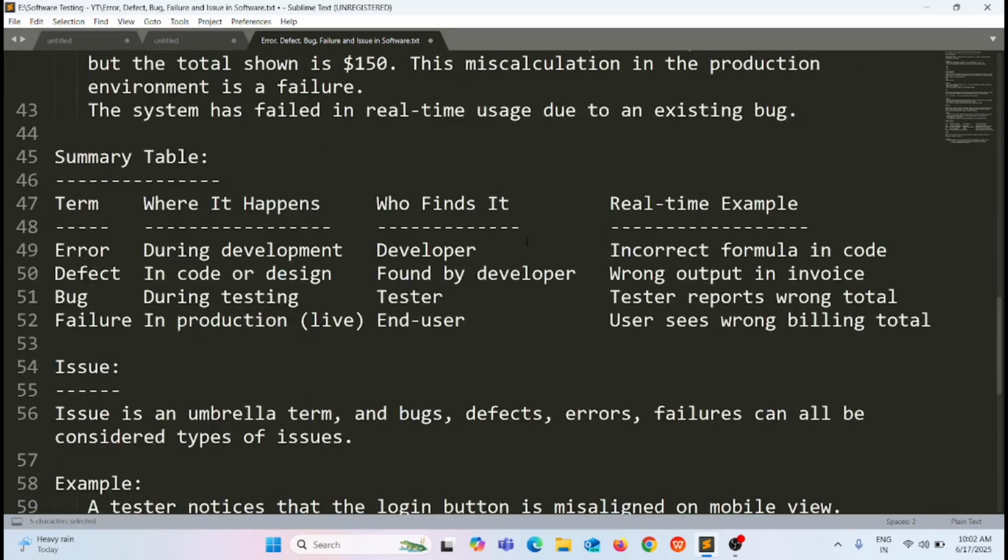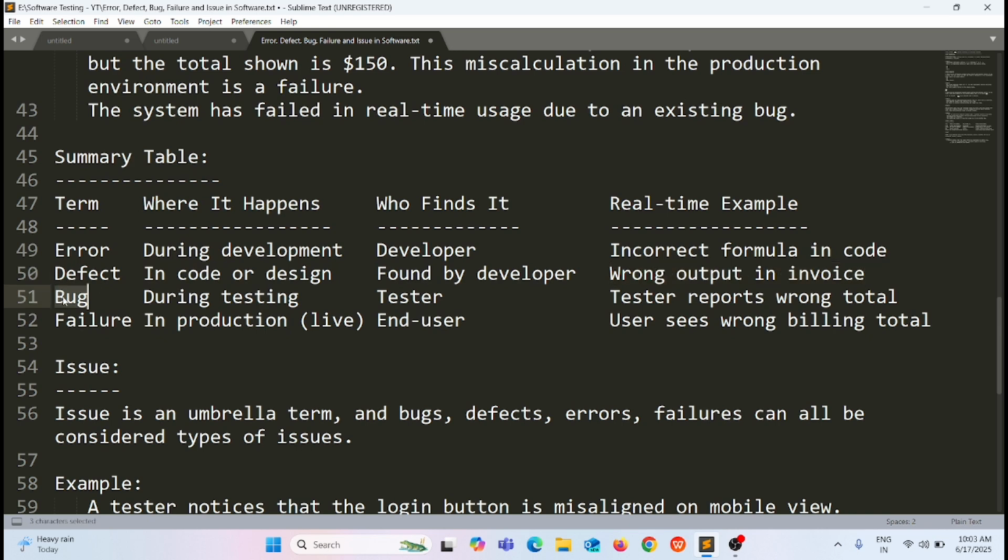That is called an error. Now defect, where do we get the defect? I already told you that when the expected result and actual result do not match, and that mismatch is found by the developer in the development phase, in the code or design, in their coding window, that is a defect. Who finds it? The developer. Real-time example: wrong output in an invoice, found by the developer. That is called a defect.